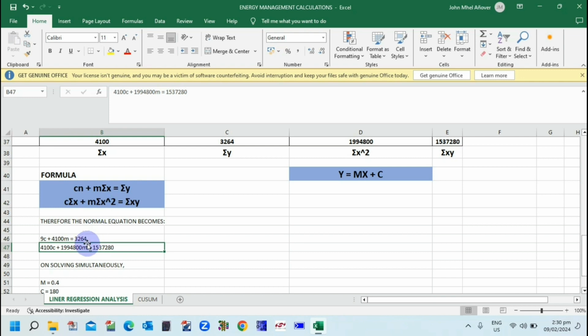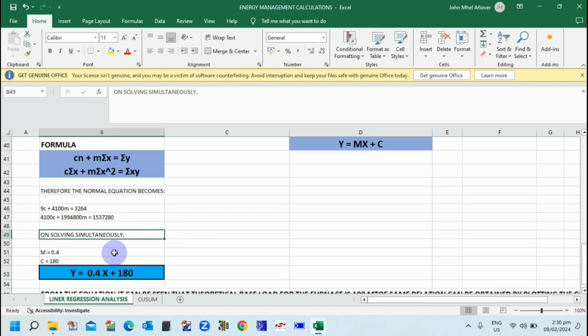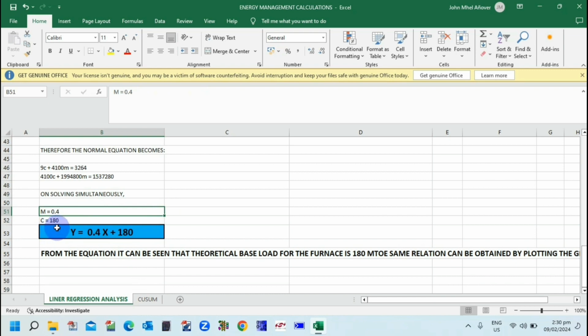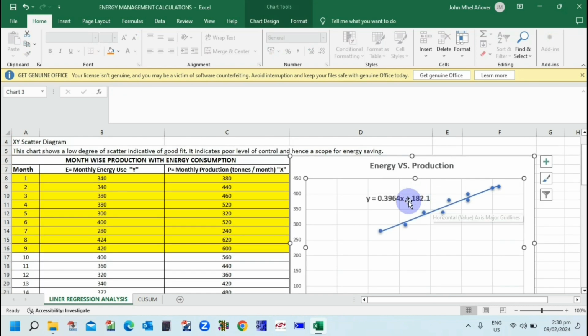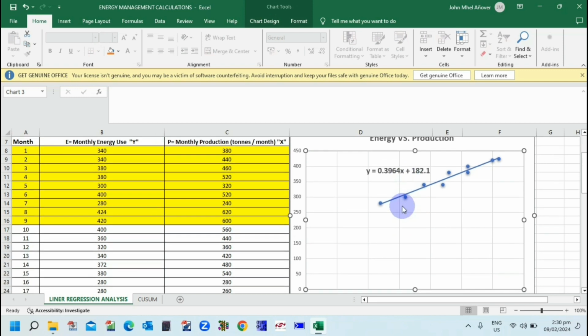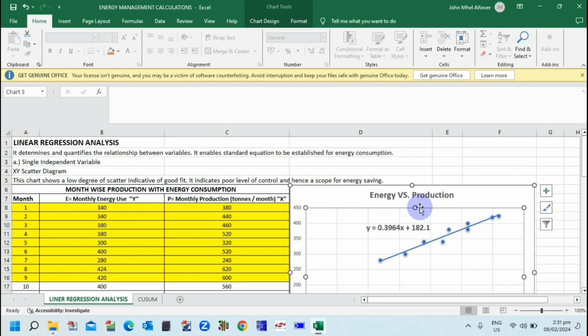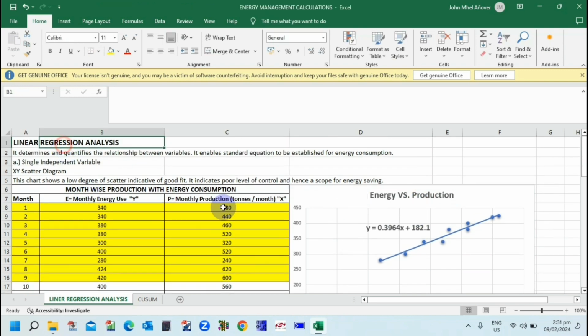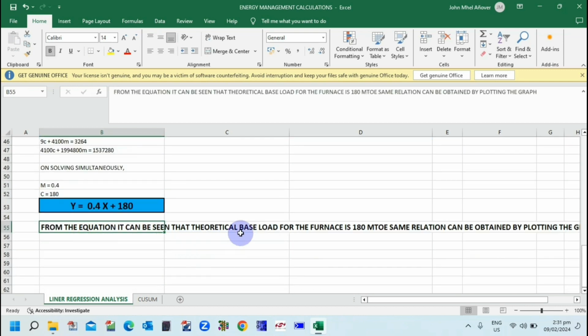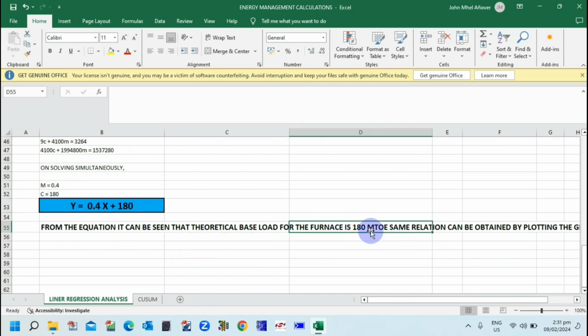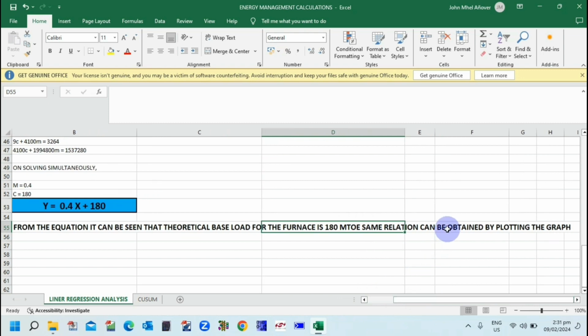So if we substitute this one, it will become 4100c plus the summation of x square m equals summation of xy. On solving simultaneously, we will get m is 0.4, c equals 180. So y will become 0.4x plus 180. It is the same with this graphical presentation, the trendline equation of energy versus production. That is the linear regression analysis. So from the equation, it can be seen that the theoretical base load for the furnace is 180 metric tons of oil equivalent. The same relation can be obtained by plotting the graph.